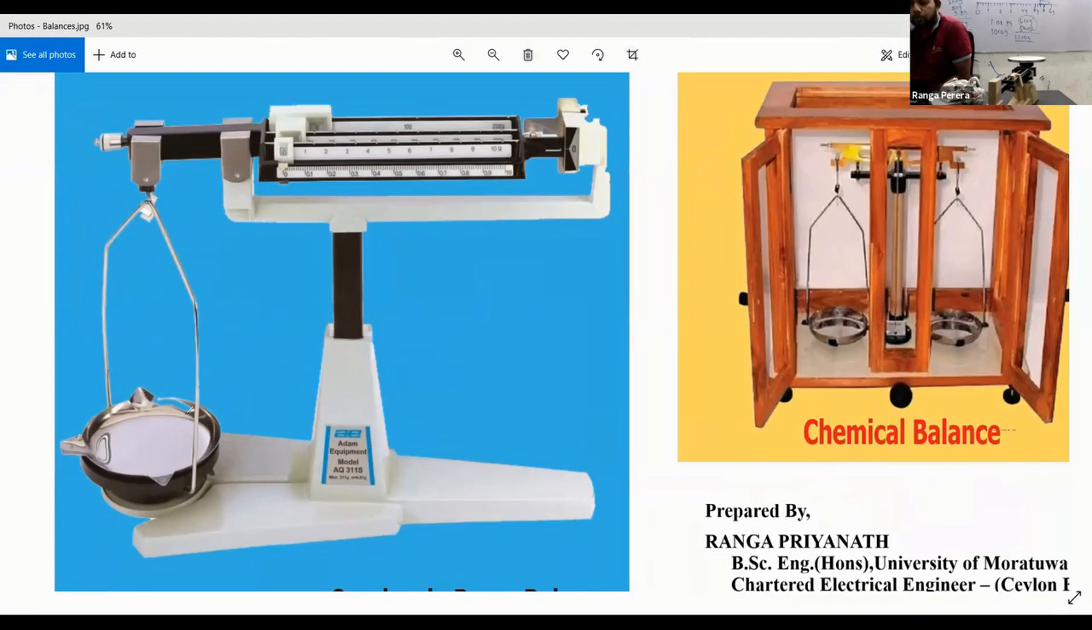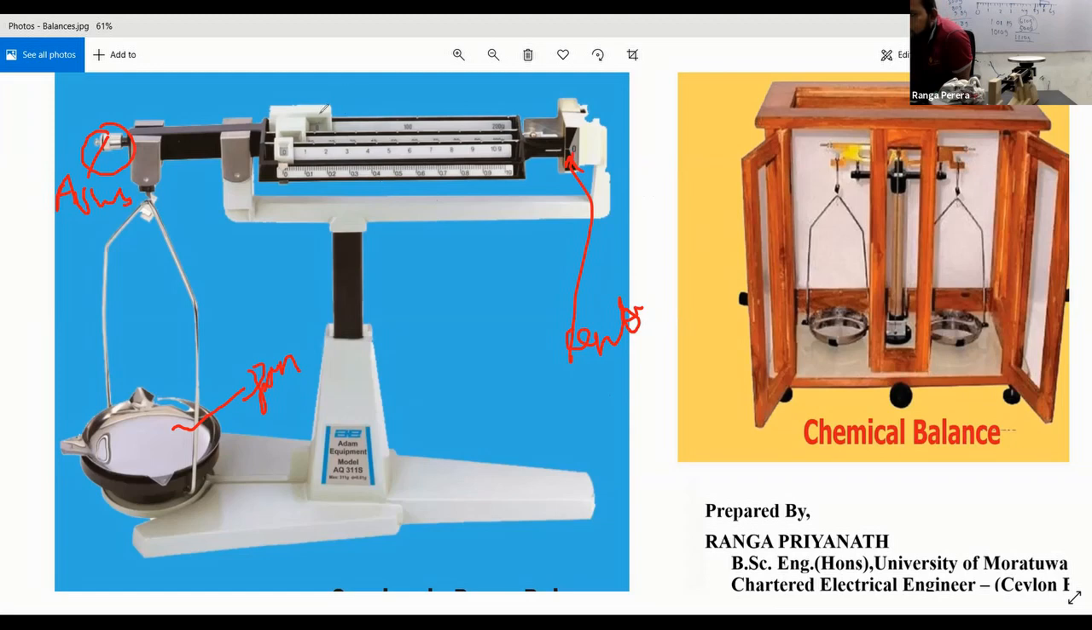Can you mark those components? It's called the pan. Even we have the adjustable screws. Adjustable screw is here. This is the center mark.